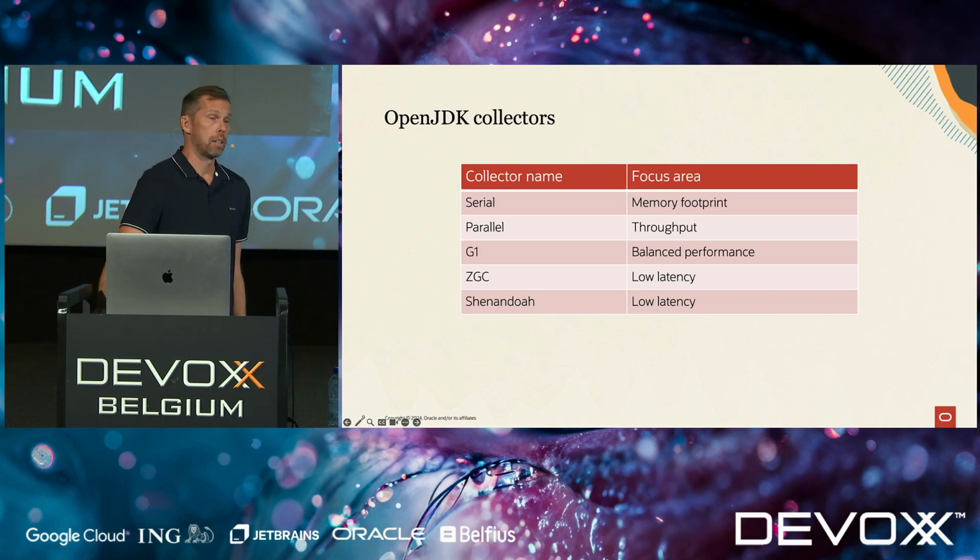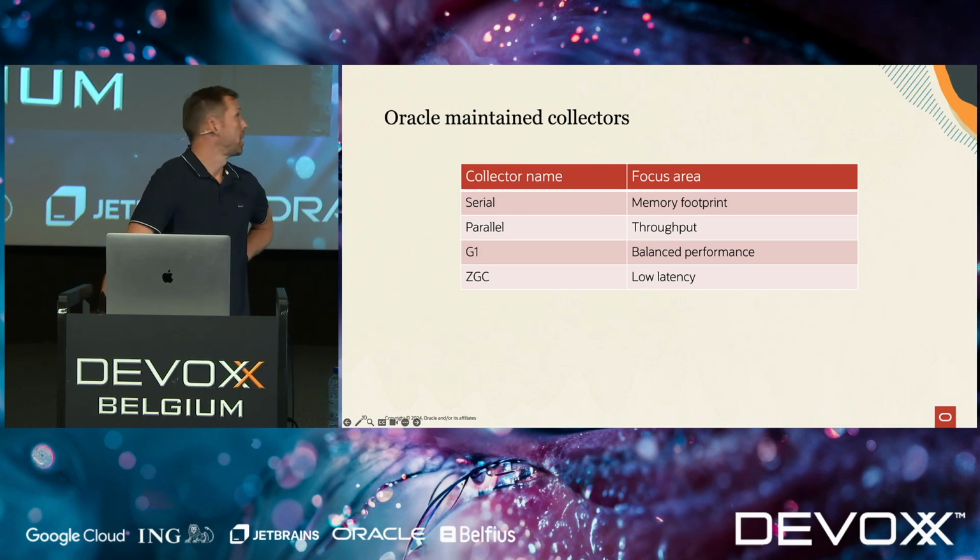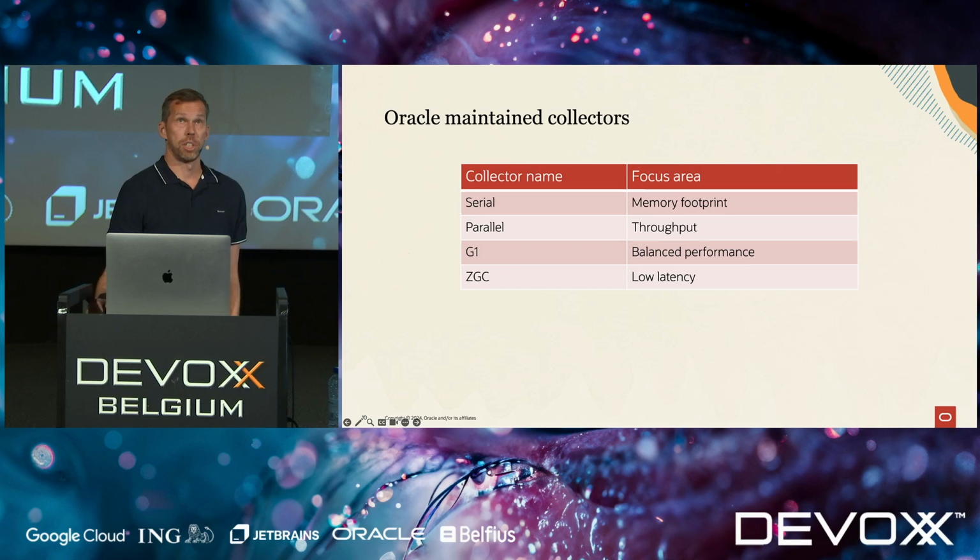In OpenJDK today, we have five different garbage collectors. We have Serial, which has its main focus on having a low memory footprint. We have Parallel, which is a throughput-oriented collector. We have G1 with a balanced performance profile, trying to achieve both good throughput and low latencies. Then we have the two newest additions, ZGC and Shenandoah, which are focused on low latency. At Oracle, we maintain four of those collectors: Serial, Parallel, G1, and ZGC, and those are the ones that I will be focusing on today.